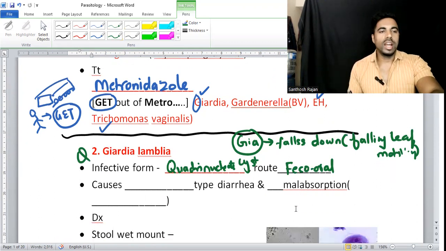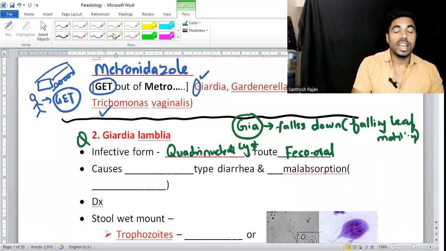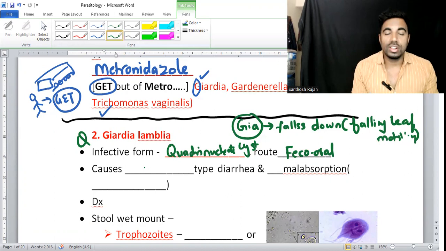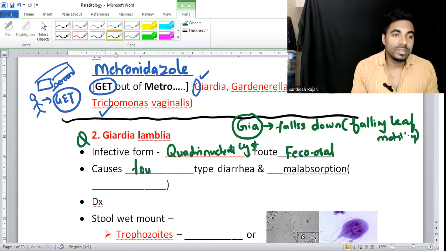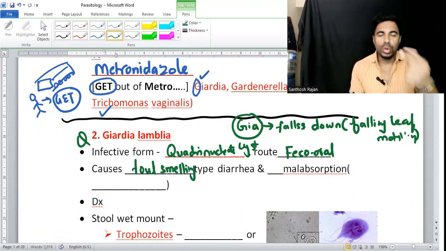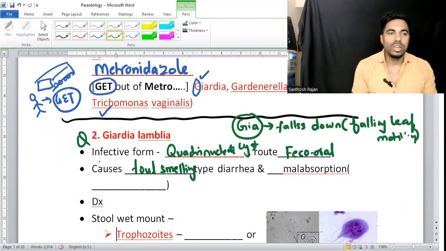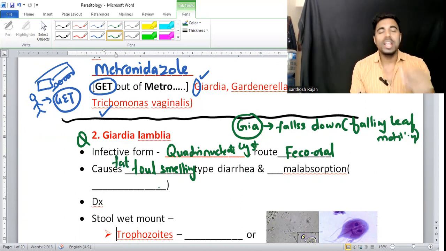So what does Giardia cause? Here, the diarrhea is totally different. Amoeba causes amoebic dysentery. But what type of diarrhea does Giardia cause? It causes foul smelling mucus diarrhea. It is very oily type. You can say it's a fatty, foul smelling diarrhea.